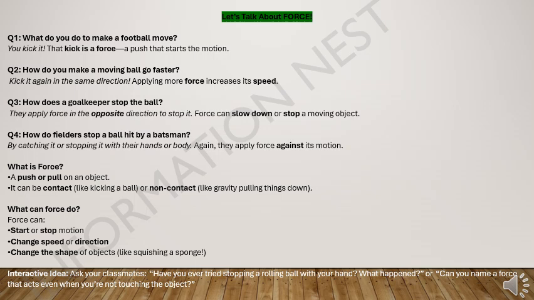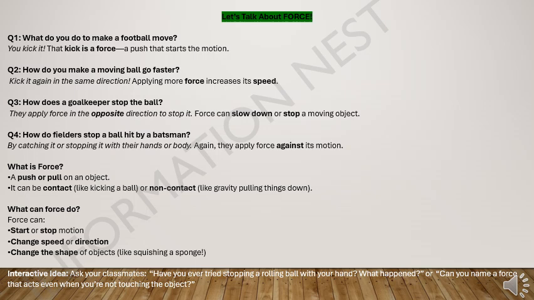So, first question, what do you do to make a football move? You kick it, right? Well, that kick is actually a force. It's a push that starts the motion. Next, how do you make a moving ball go even faster? You kick it again in the same direction. More force is equal to more speed.